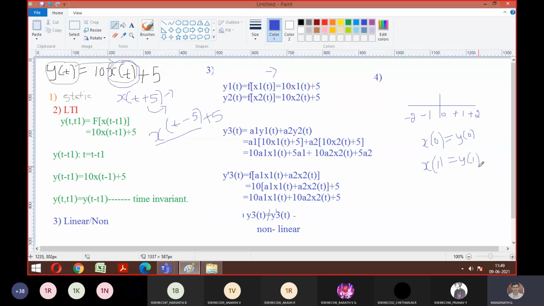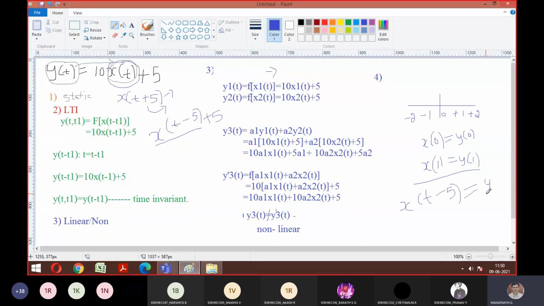Am I clear with this? Yes, sir. So let's proceed with the same thing. Assume that the question was given with respect to x of t minus 5. Then also it is past. Correct? You can consider the past values.